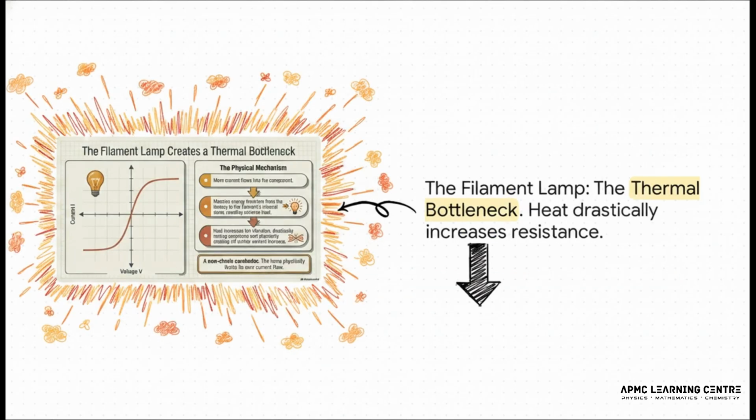But now, take a look at what happens with a classic filament lamp. The graph starts out looking like a nice straight line, but then it curves and starts to flatten out. So what's going on? It's all about heat. As more current flows, that little filament gets incredibly hot. And when it gets hot, its internal ions start vibrating like crazy, which causes way more collisions and jacks up the resistance. The lamp is literally creating a thermal bottleneck for itself, physically choking off and limiting how much current can even flow through it.